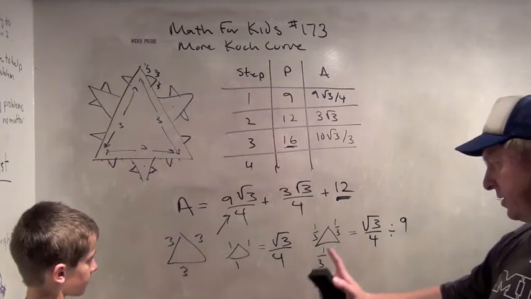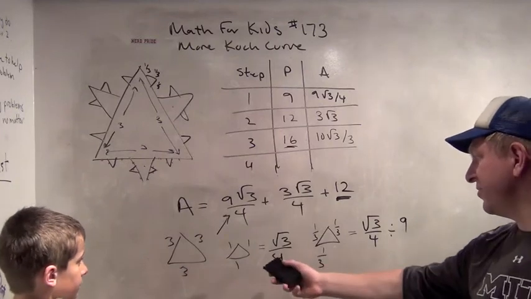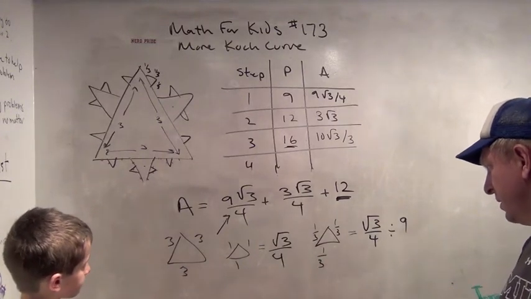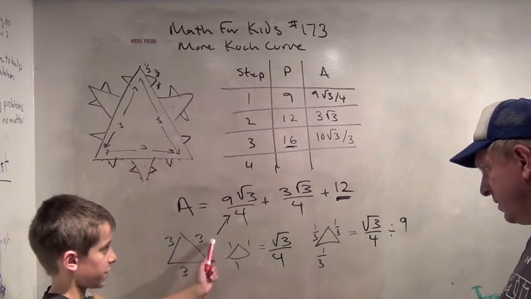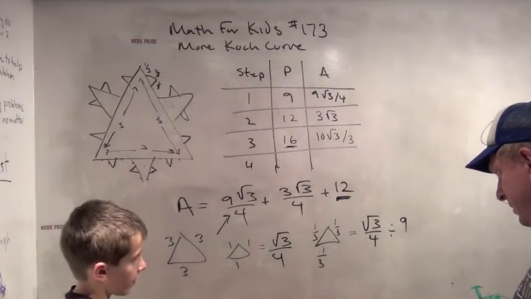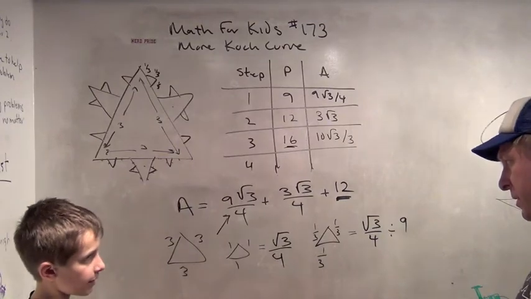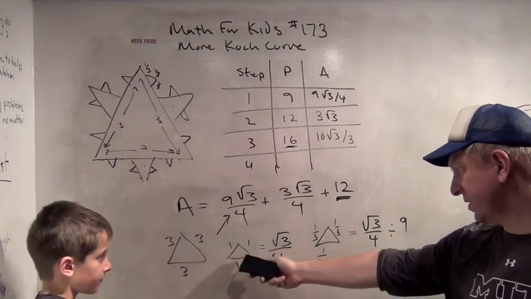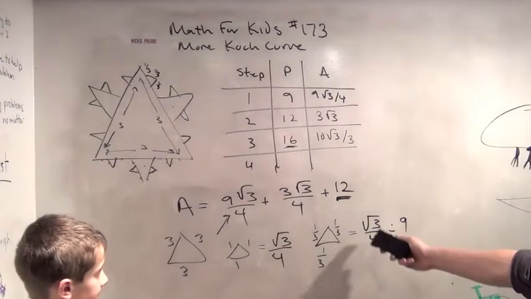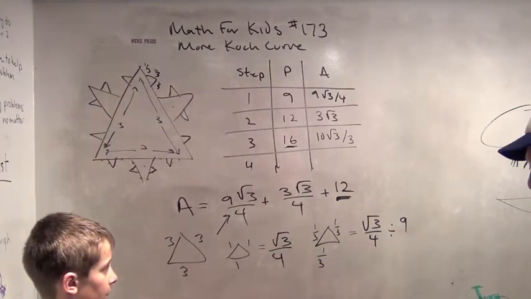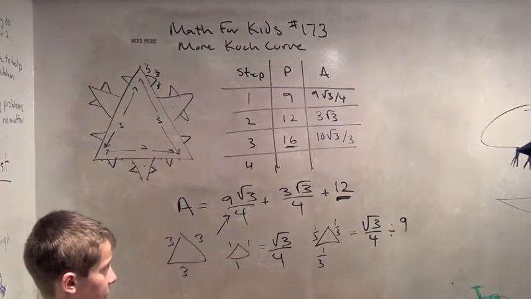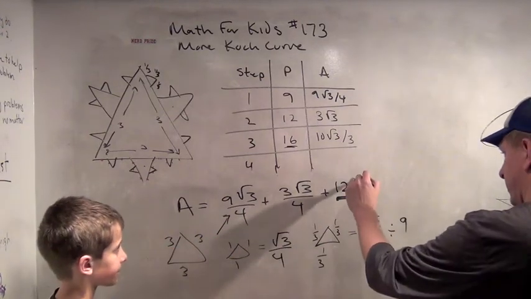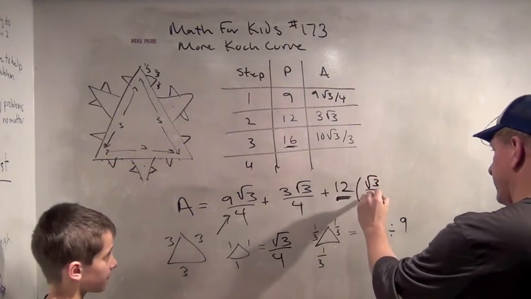Okay, square root of 3 over 4 divided by 9. Okay, now wait a minute. How did you figure that out? Because when the side length gets divided by 3, the area gets divided by 9. Okay, in other words, I could draw my same picture and I could fit 9 of these triangles into here, right? And what is the square root of 3 over 4 divided by 9? It's the square root of 3 over 36 because the 9 flips to be 1. Okay, so I get 12 times the square root of 3 over 36.